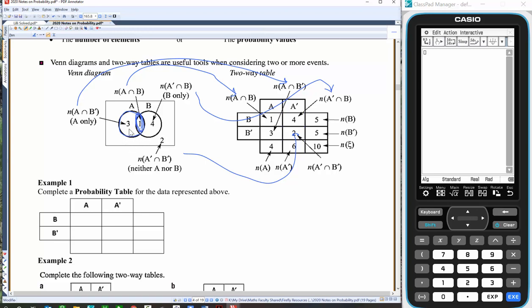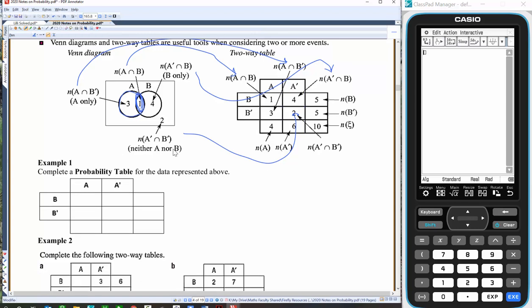Not a huge amount of work, but that's the cool thing about two-way tables, it does the totals for you. All right, now a probability table must equal 1. So when you are asked to do a probability table, you've got to put a 1 down there. Okay, it's non-negotiable.